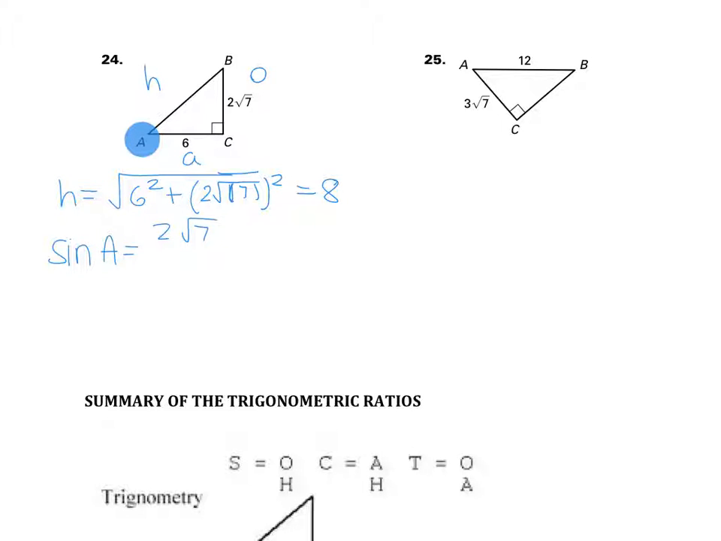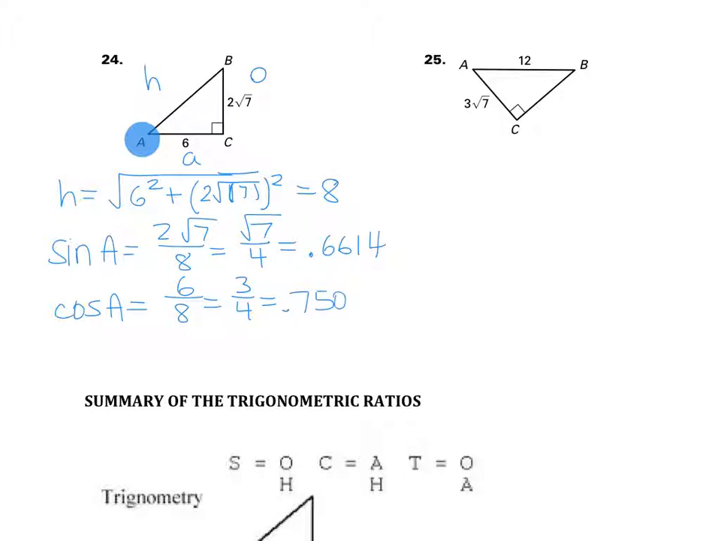So then the sine of A, the opposite over hypotenuse, reduce, square root's in the numerator, so that's fine. Cosine, adjacent. So once again, you should try the last one. And once again, you are finding the opposite, or one of the legs, instead of the hypotenuse.